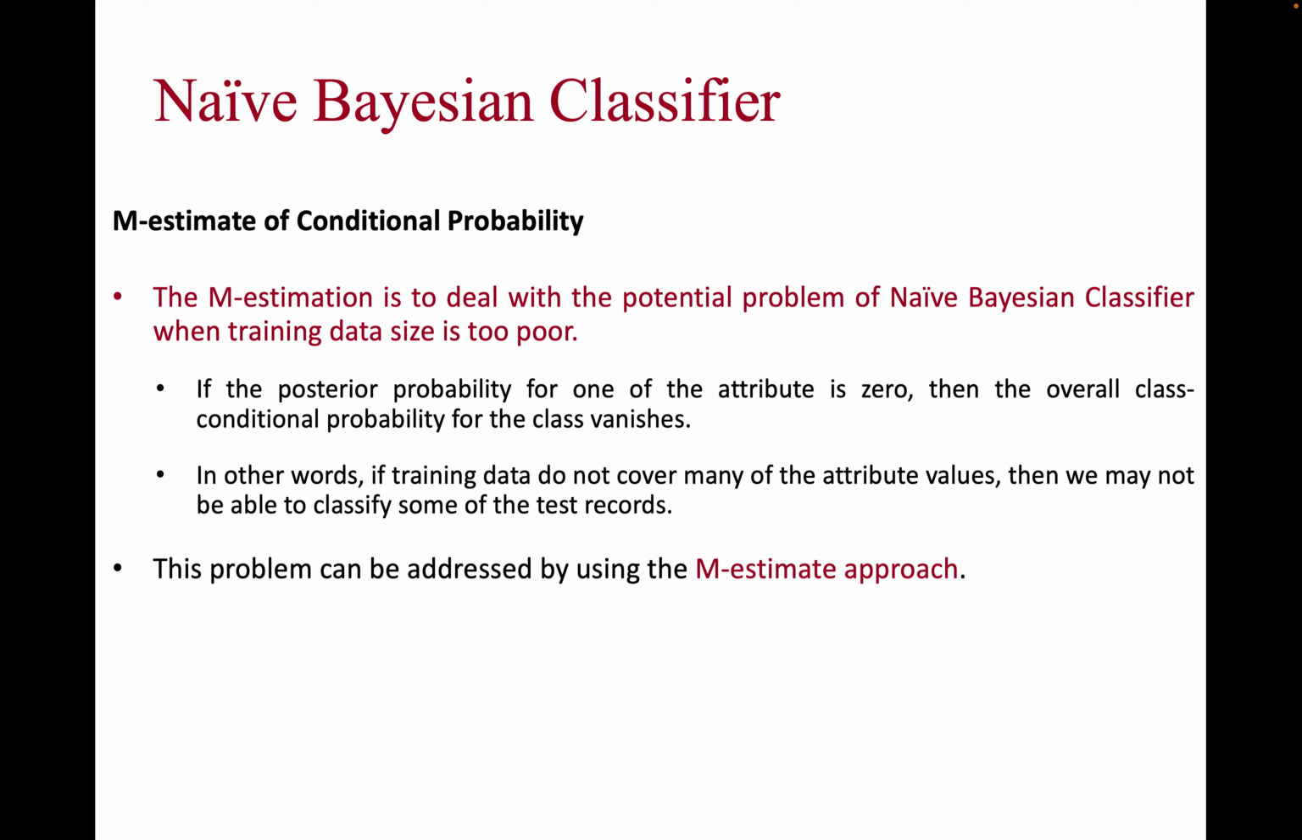M estimate of conditional probability. The M estimation is to deal with the potential problem of Naive Bayesian classifier when training data size is too poor.